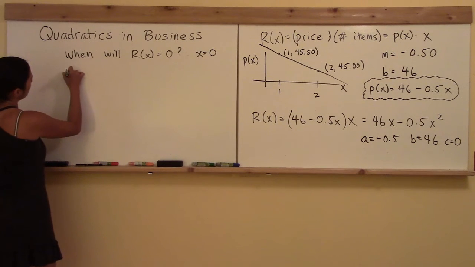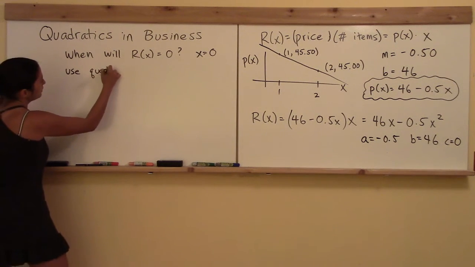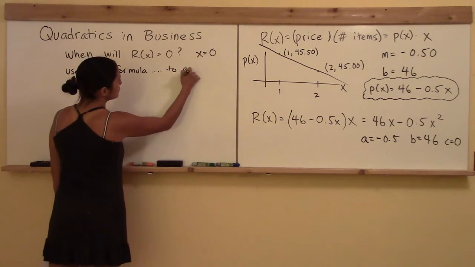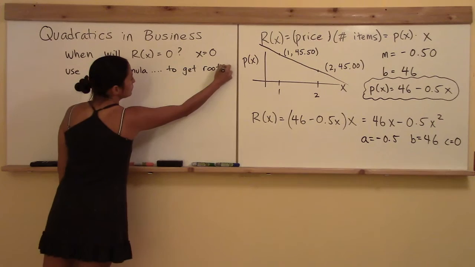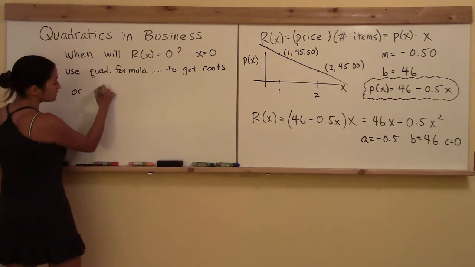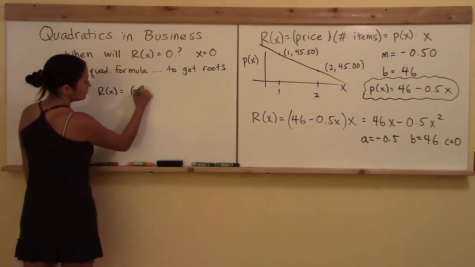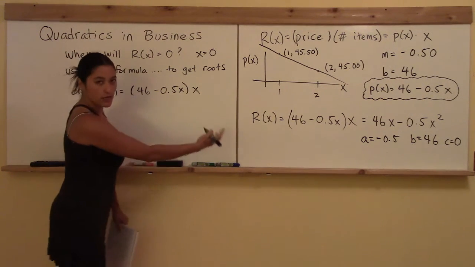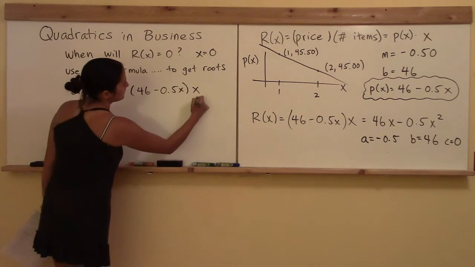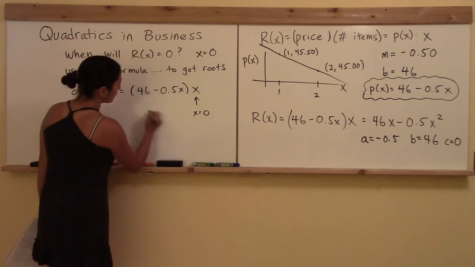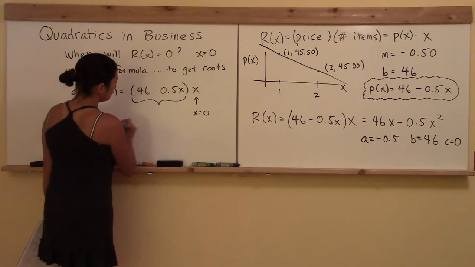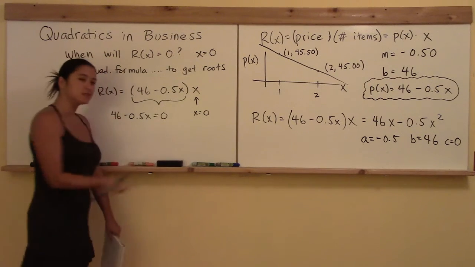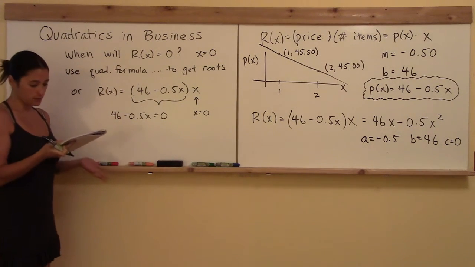So for that, you can use the quadratic formula. If you want to use the quadratic formula, you can get the roots. Remember, the roots are the places where it equals 0. Or you can still use the concept of factoring. So you've got it in its factored form, actually. Before I unfactored it, we'll go back to its factored form here, and you can see one of the roots is x equals 0, and the other root will be given to us when 46 minus 0.5x is equal to 0. So what's that other root?